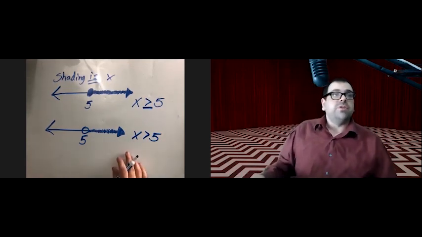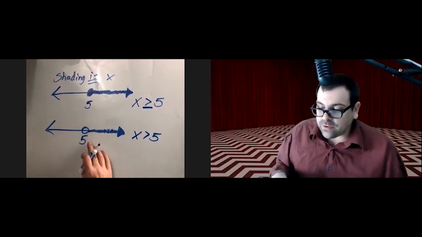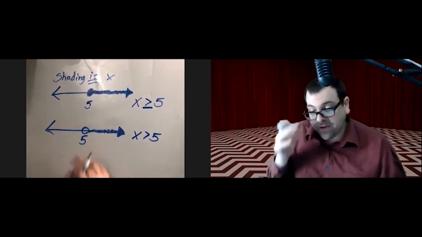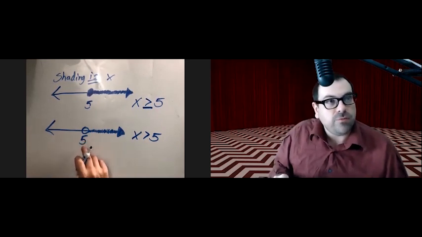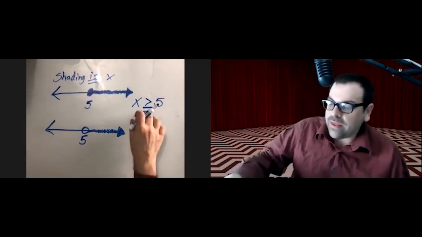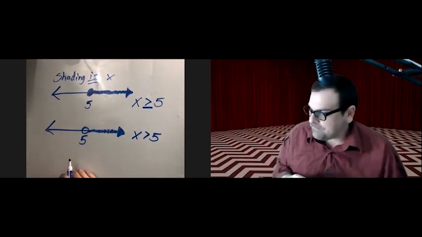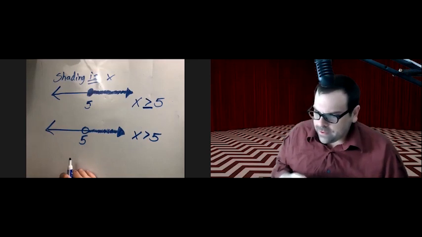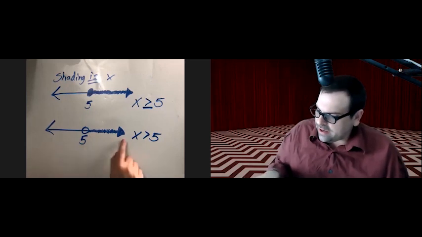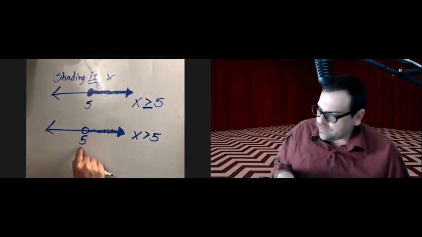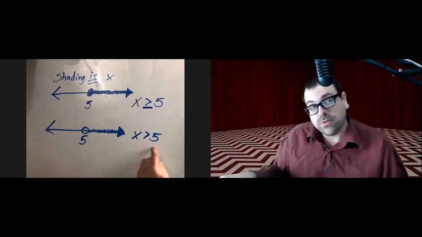It means that 5 would not be a solution. The fact that 5 is an open circle is showing us specifically 5 is not shaded. If 5 was shaded, if we could be equal to 5, then the 5 would be filled in. So here, X is everything greater than 5, but not equal to. The shading is X. X is greater than, but not equal to 5.